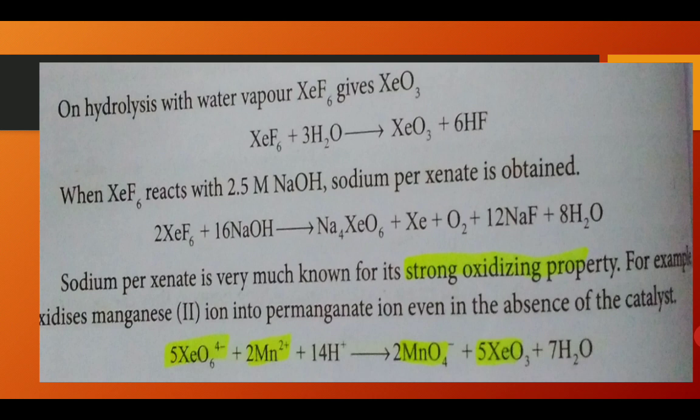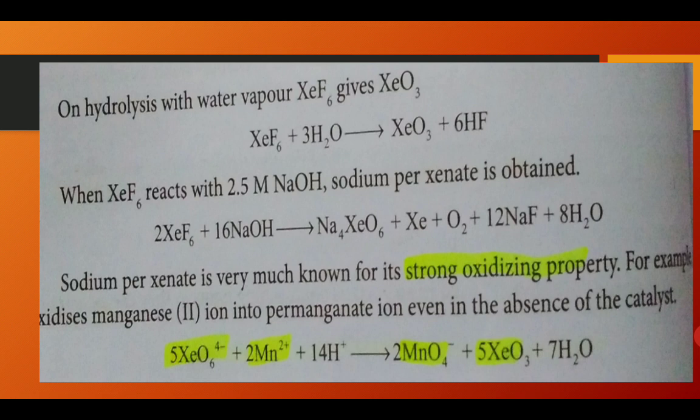And on hydrolysis with water vapor, XeF6 gives XeO3. XeF6 plus 3 water molecules gives XeO3 plus 6 HF. When XeF6 reacts with 2.5 molar NaOH, sodium perxenate is obtained. Na4XeO6 is the formula. See the equation.